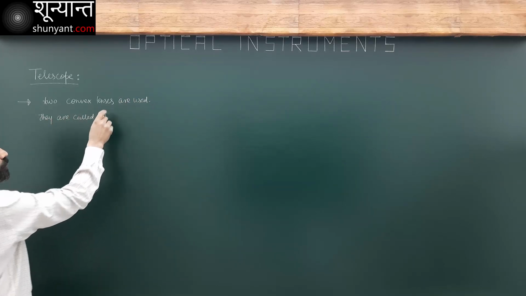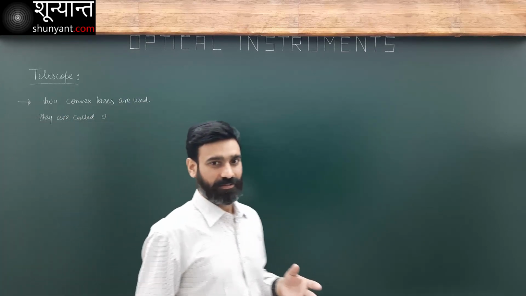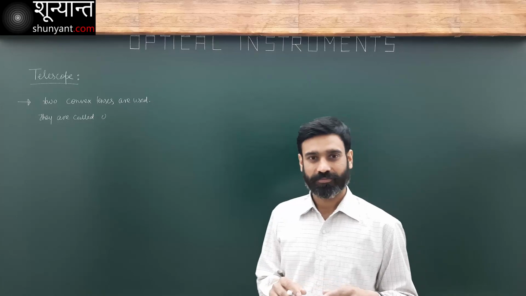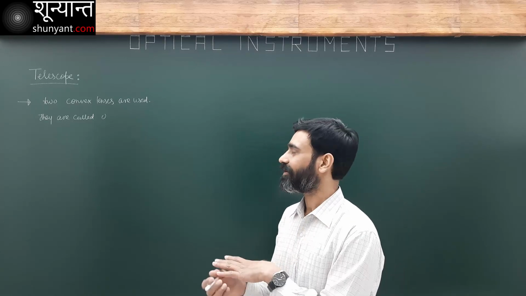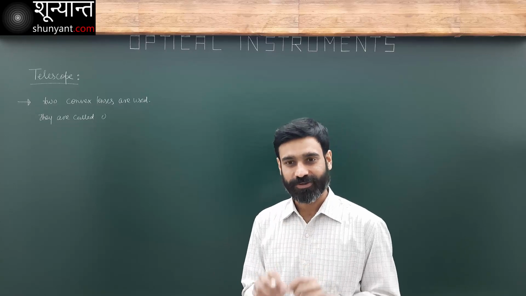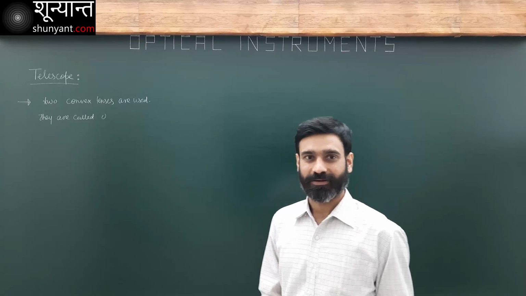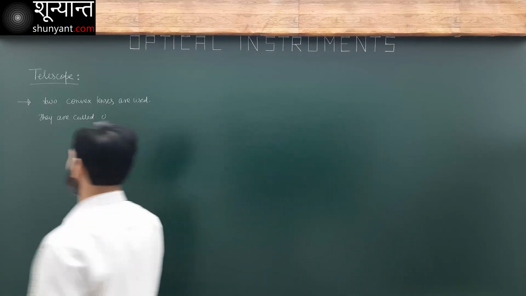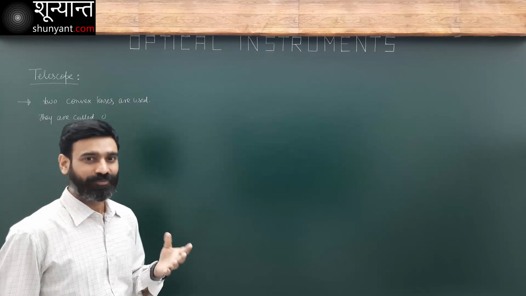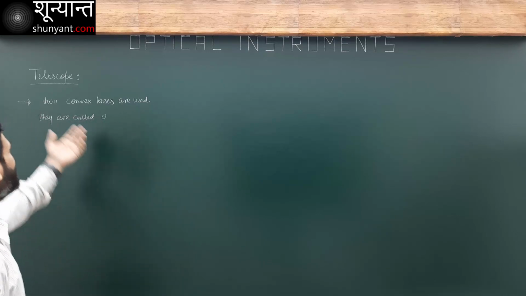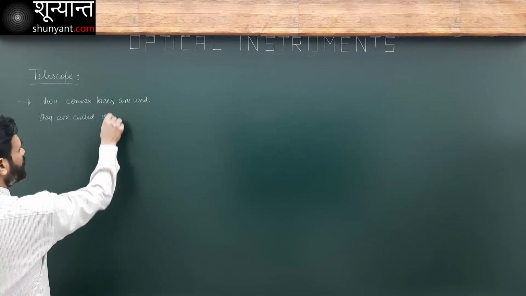Like the microscope, here also we are going to use lenses. You see, microscopes are also of hundreds of types. You can design the simplest to the most complex microscope. The same way you can design the simplest telescope to the most complex telescopes. We are going to do the simplest one, the most basic type that you yourself can make. In your home you can do this. You just require two convex lenses. That's it. They are called objective.